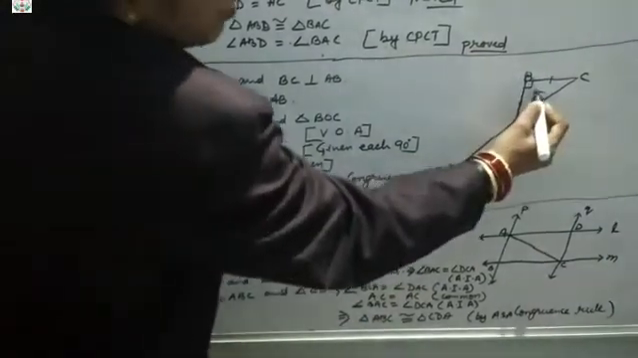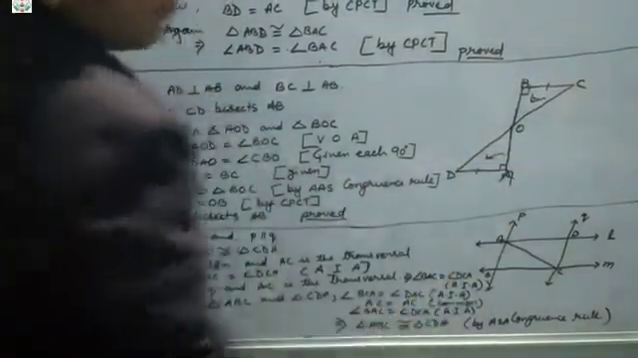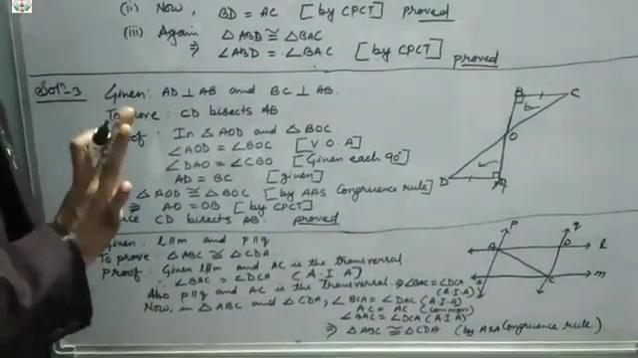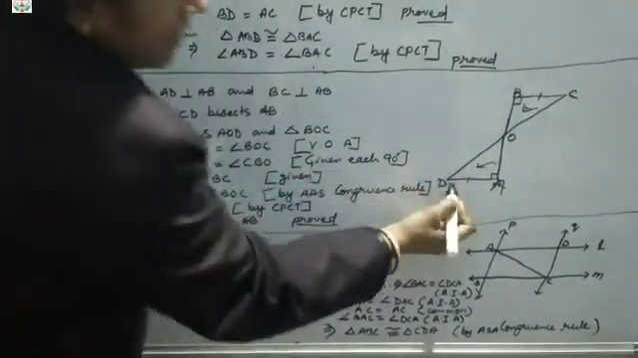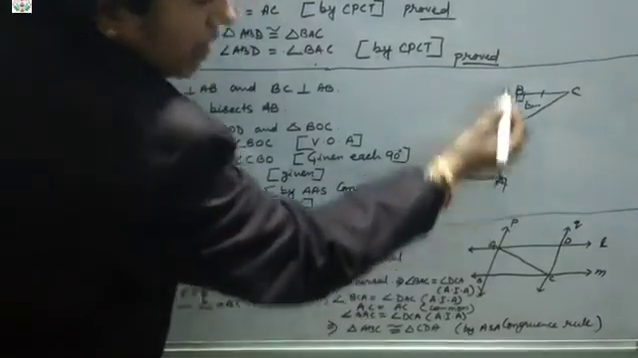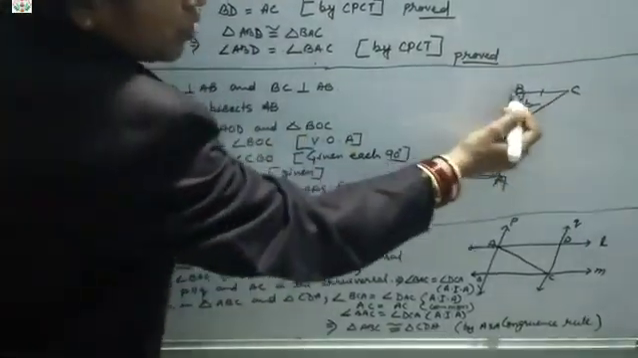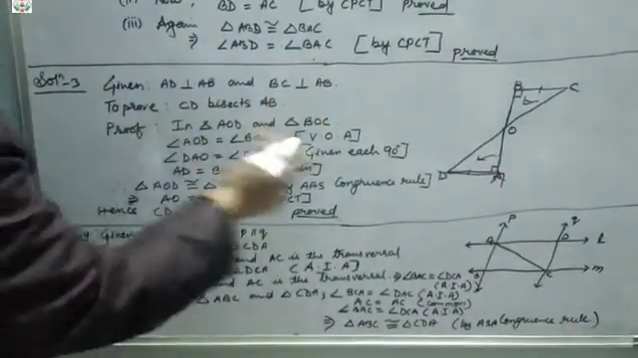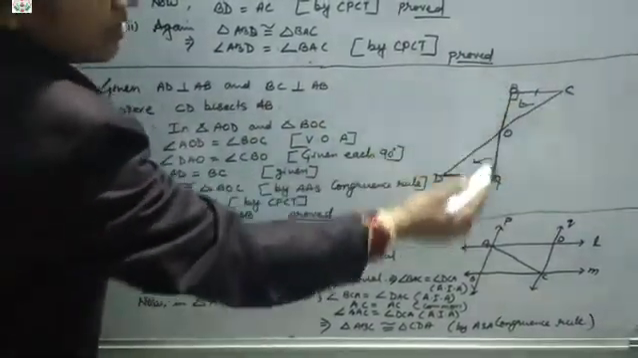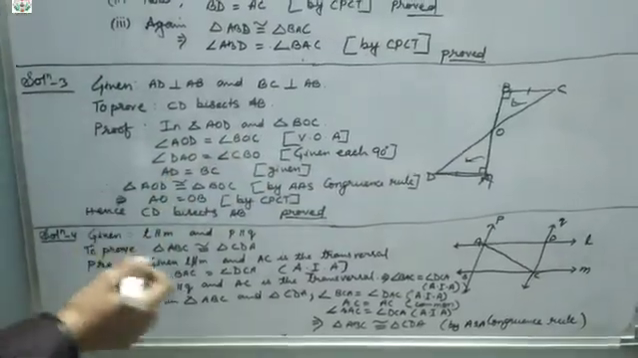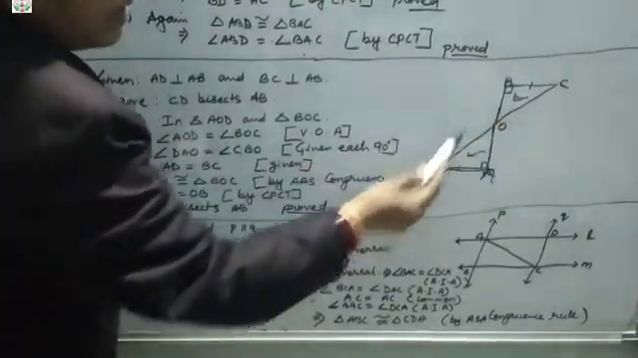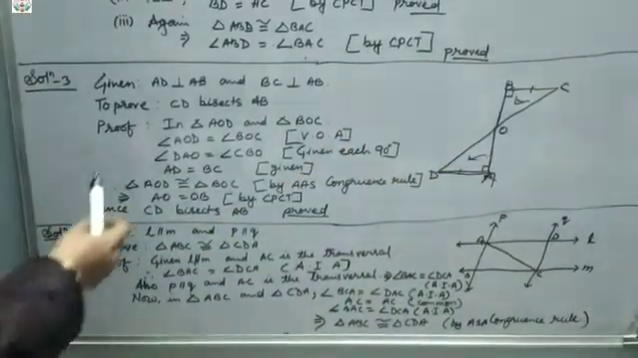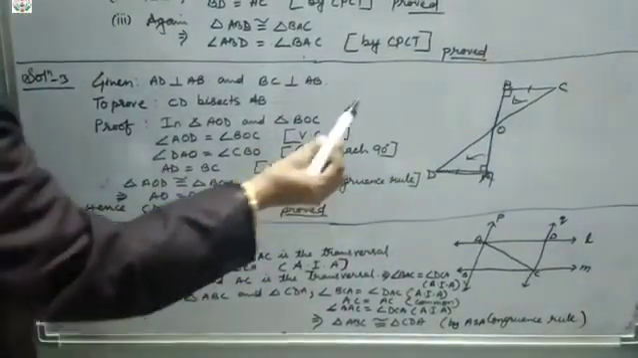So now first we will go for congruency of triangles between these two. So before that, the given part, right? What is given in the question? That is AD is perpendicular to AB and BC is also perpendicular to AB. This is the given part. Then to prove what? CD bisects AB. Okay. This line CD bisects AB. Then only these two will be equal. Okay. Now the proof.